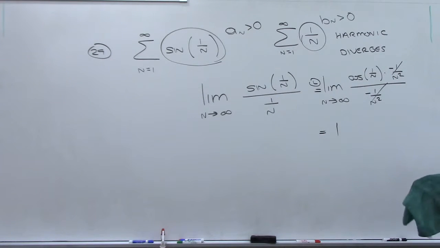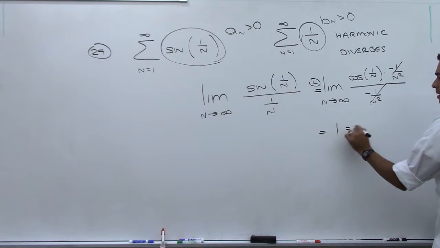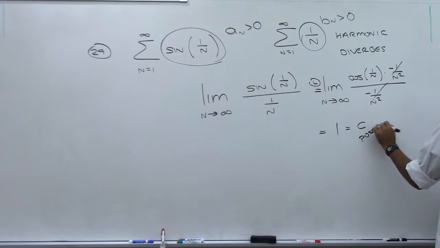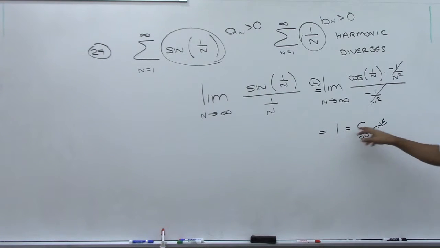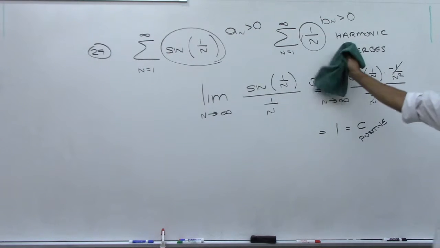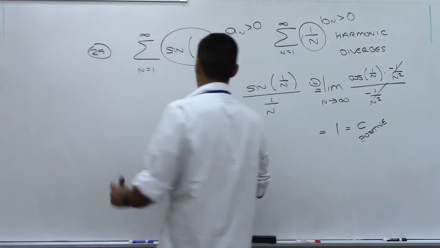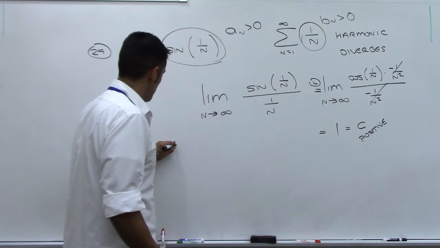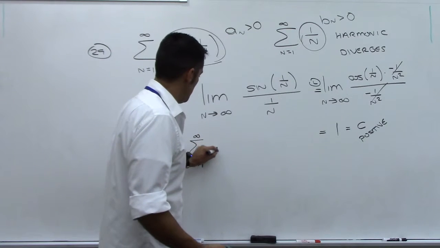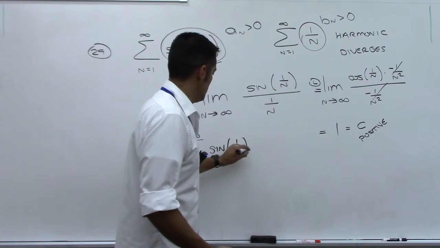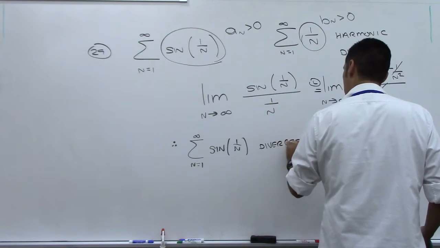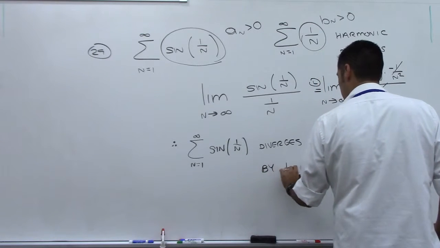And remember, for the limit comparison test, we needed this to turn out to be a constant, a positive number, which it is. If this turns out to be a positive constant, then whatever this series did, this series is also going to do. So therefore, the sum n equals 1 to infinity of sine of 1 over n, since that diverged, this one will also. It diverges by what we'll call the limit comparison.